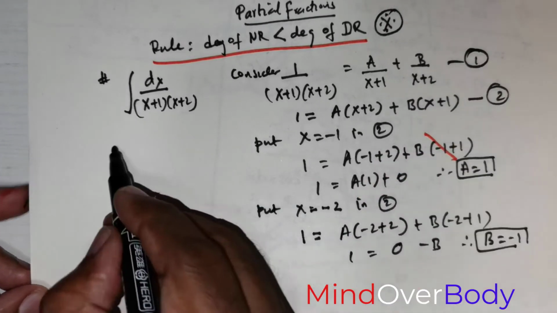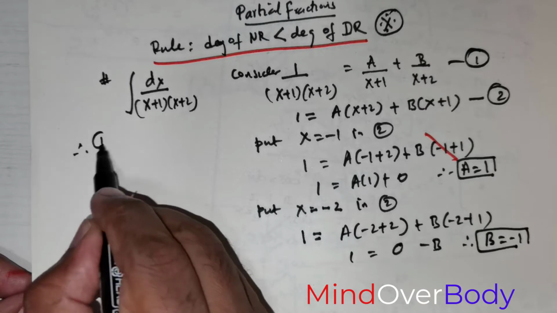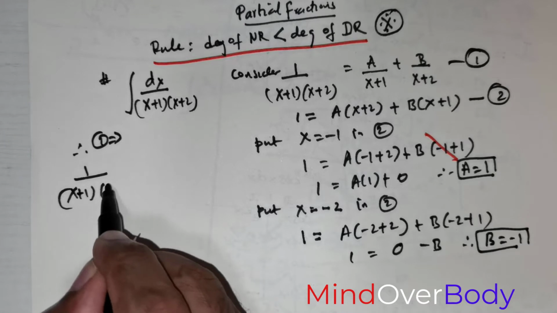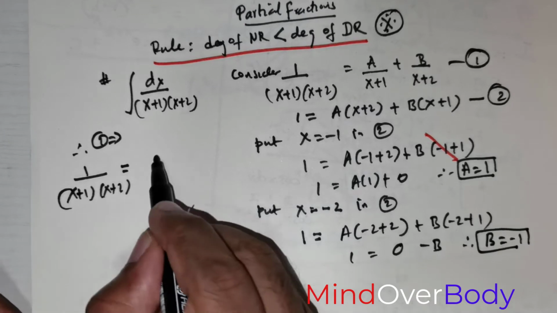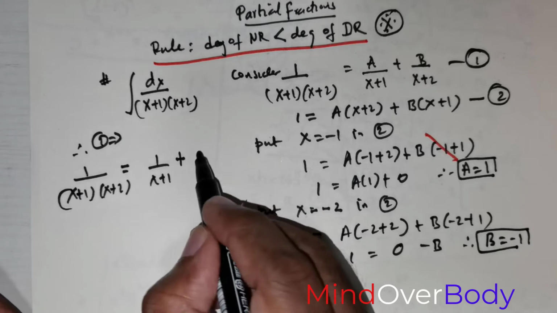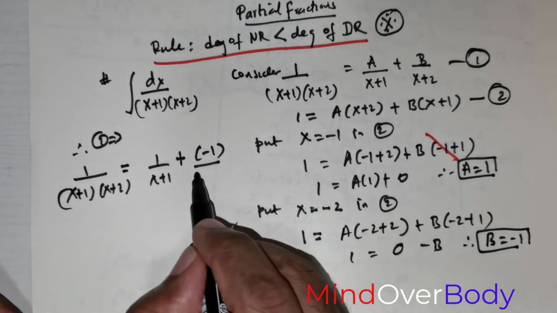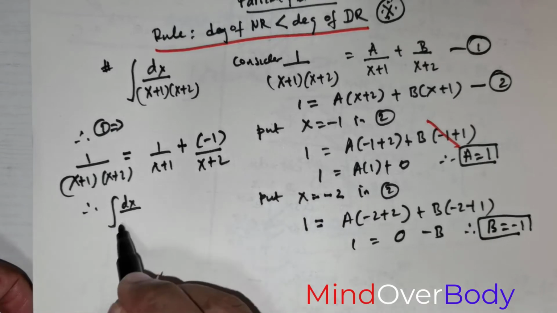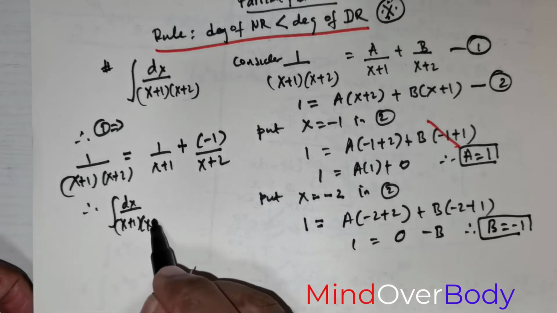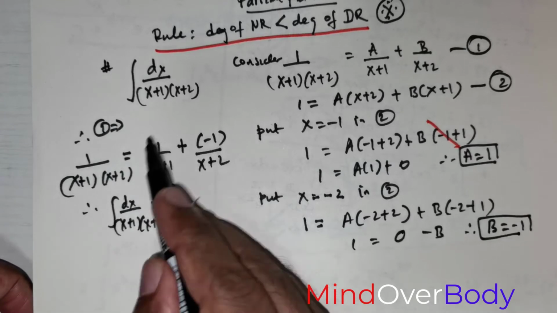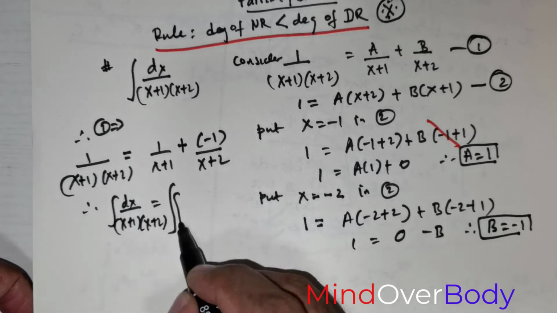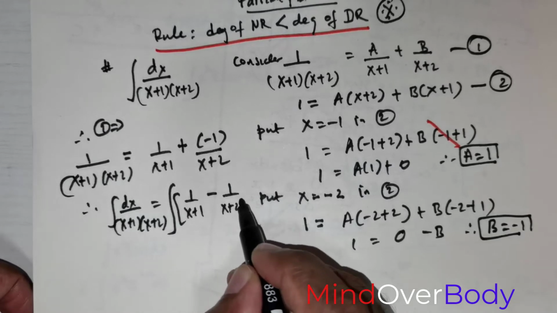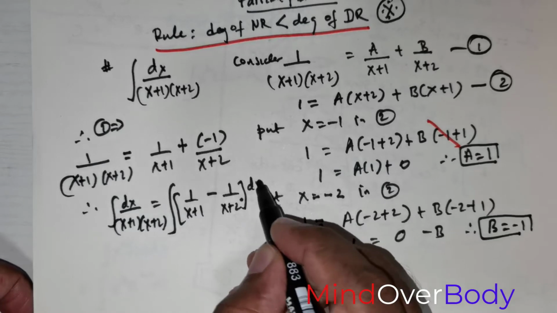So if I were to take this as 1, therefore I can rewrite 1 over (x+1)(x+2) as now equal to 1 over (x+1) plus negative 1 over (x+2). So therefore the original question, integral dx over (x+1)(x+2), is now equal to the integral of, just place this quantity, 1 over (x+1) minus 1 over (x+2). Of course you got the differential operator dx there.